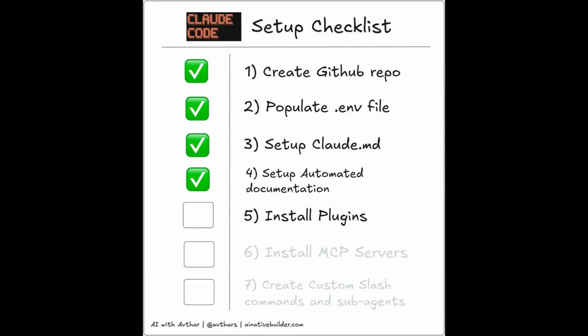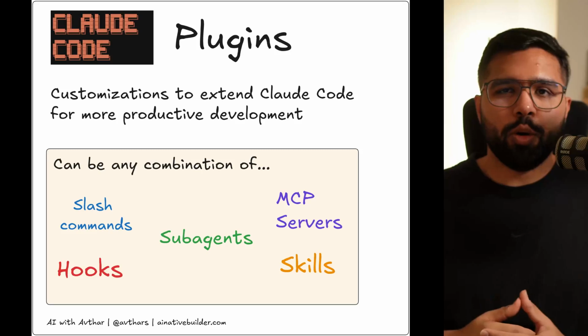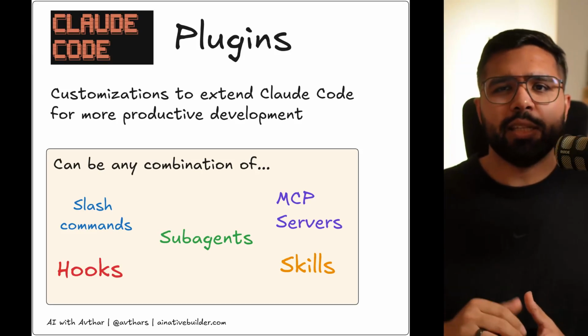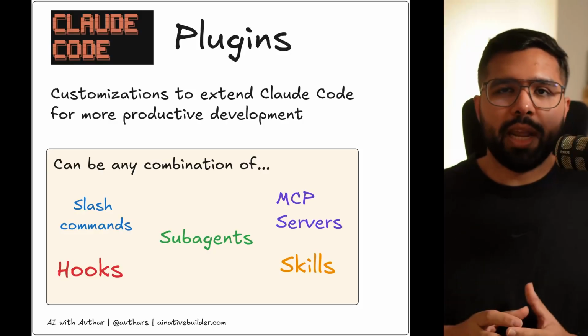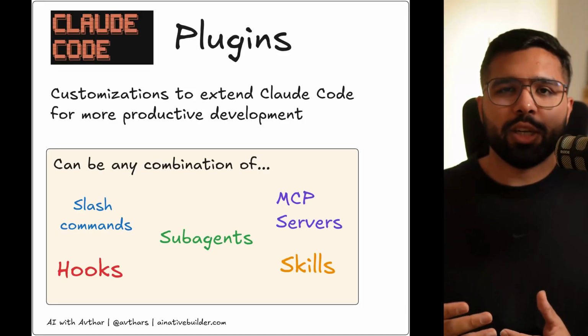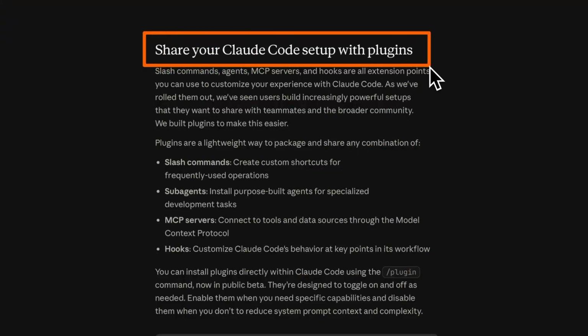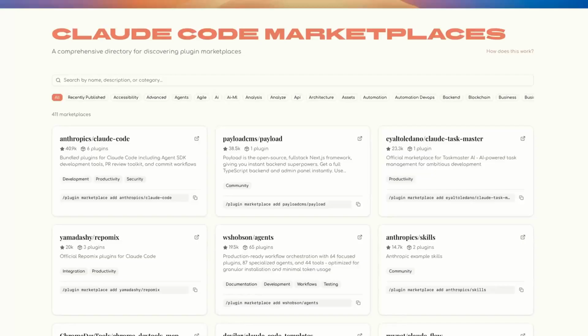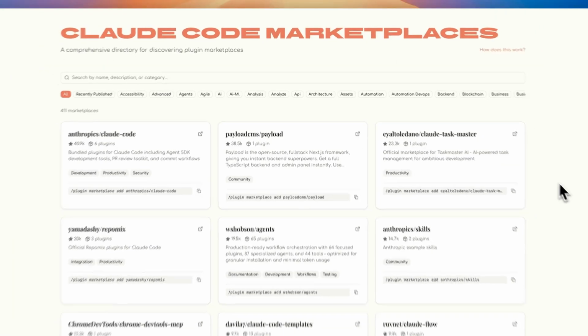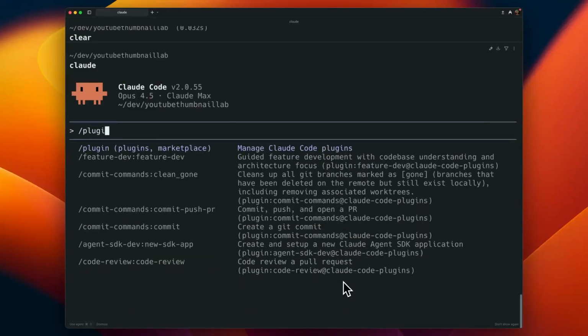Step number 5 in the setup checklist is to set up plugins for your project. Plugins extend Claude Code with specialized commands and workflows that make development faster and easier. A plugin consists of any combination of / commands, sub-agents, MCP servers, hooks, and skills. Plugins enable you to easily take the best customizations from other Claude Code users and use them in your own projects without recreating them. You can find plugins using one of the many plugin marketplaces around, and you can manage them using the /plugins command in Claude Code.